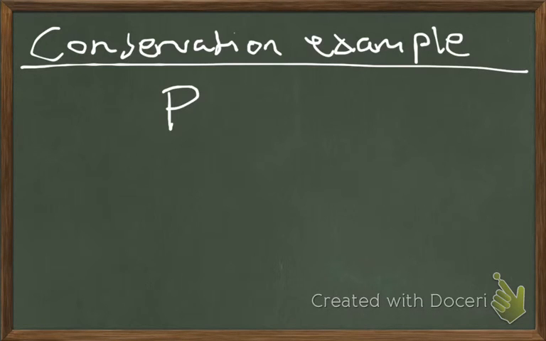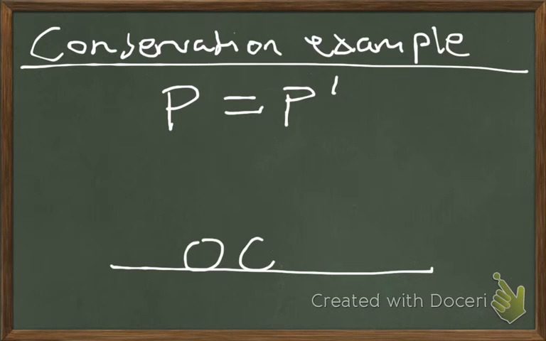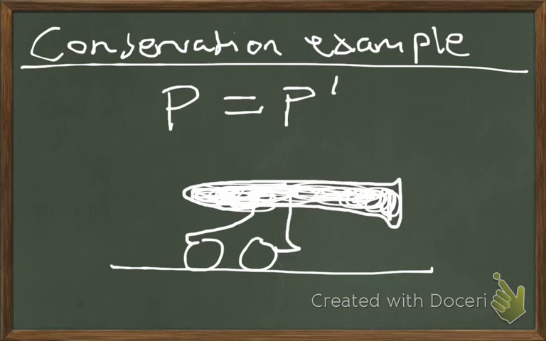All right, now let's do an example with the conservation of momentum. So we're going to have to use this idea here. The momentum of everything before should equal the momentum of everything after. And for our example, we're going to use a cannon, and it's going to have a cannonball loaded inside, and we're going to shoot it.